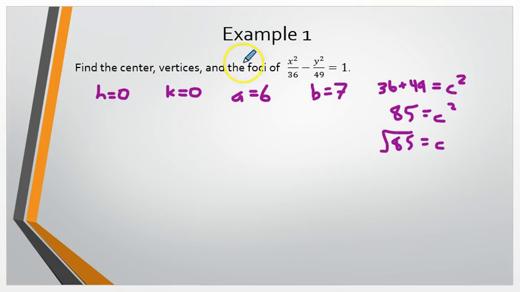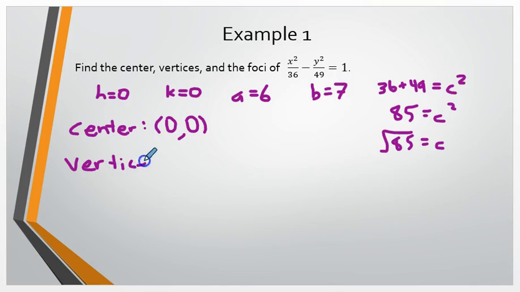Now that I know h, k, a, b, and c, I can go through and list all of the components they asked me for, starting with the center. This is the easiest one. It's always just the h and the k value. So in this case, my coordinate is 0, 0. Next, I'll go on to the vertices.